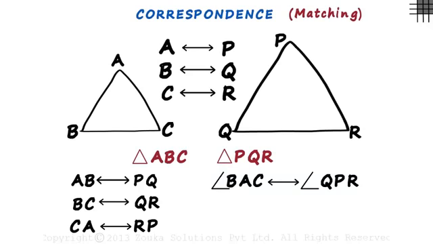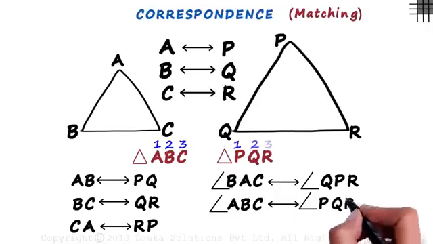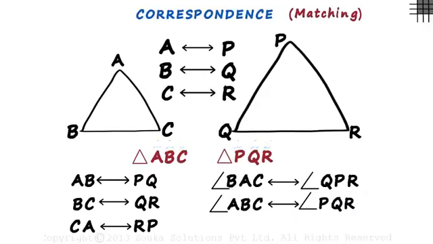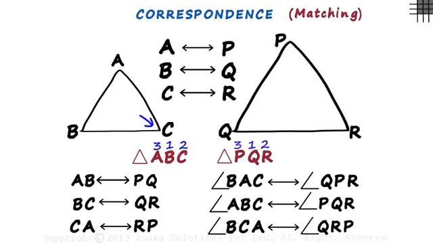Now look at the second angle, angle ABC. Which angle does it correspond to? Actually, you don't even need to look at the triangles to write this down. You just look at their names. Because it's ABC, it has to correspond to angle PQR. And we can see that it indeed corresponds to angle PQR. And what about the third angle, angle BCA? It will correspond to angle QRP.